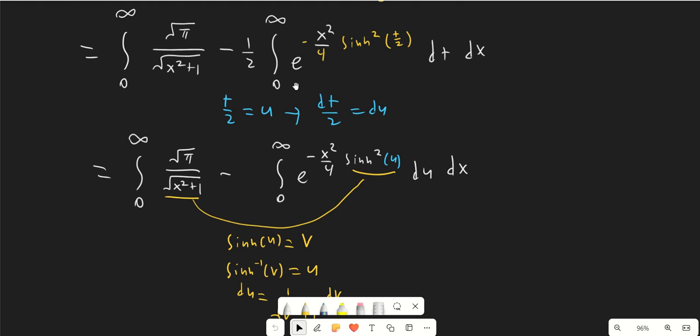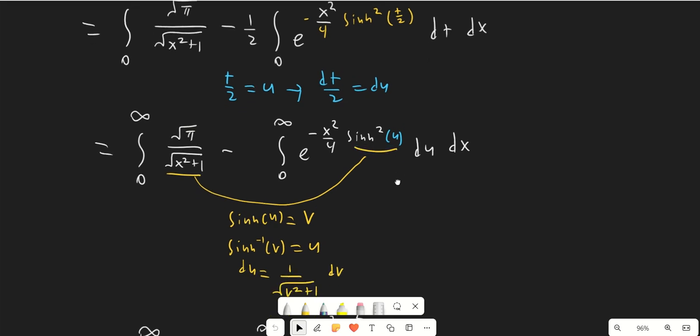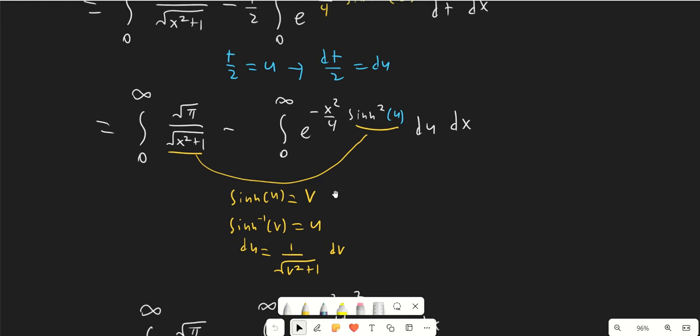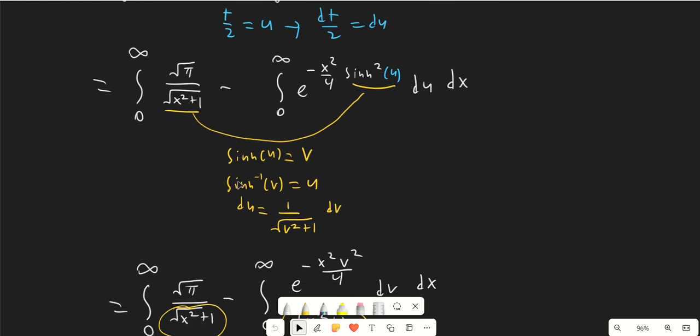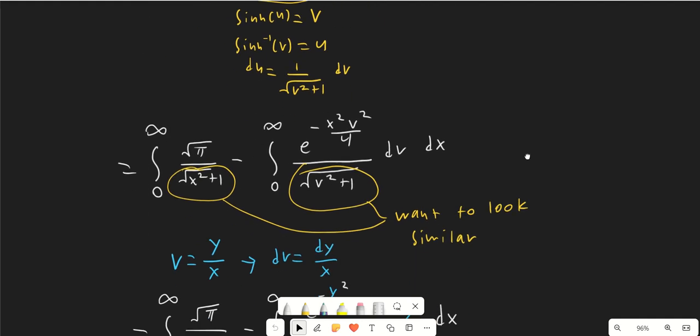We want them to be very similar in general because that'll help us in solving the integral, because that will make the two functions work together more nicely. So what I tried to do here to get this right side to look more like the left side, with the square root of x squared plus 1, is I let v equal sinh of u. The reason for that is that sinh inverse of v is going to be u, which means that du is going to be 1 over root v squared plus 1 dv. And that gives us this right here.